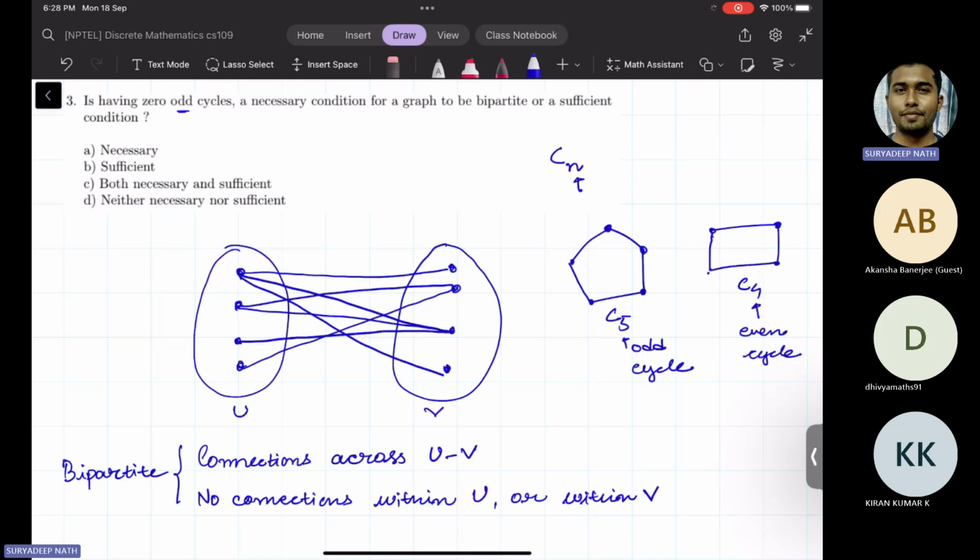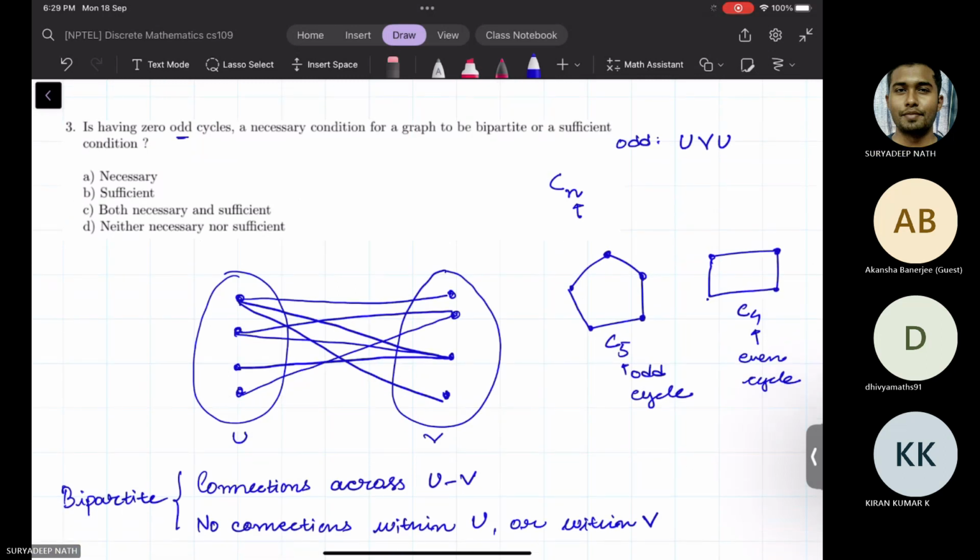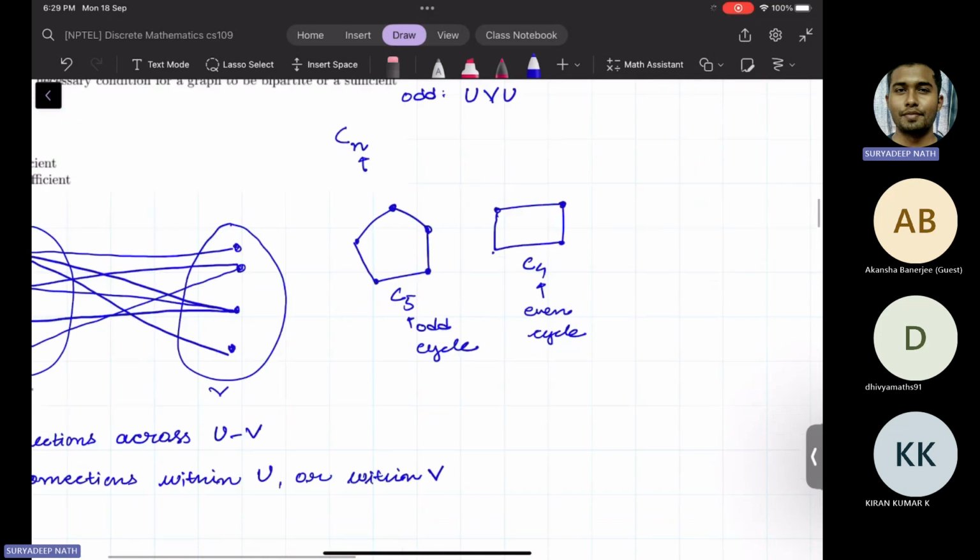So you have two categories of cycles. Now, is it a necessary condition for a graph to be bipartite to have zero odd cycles? So what does this odd cycle refer to? An odd cycle would comprise mapping going from U to V and back to U, and obviously it has to be complete. I'll show you an example. It would be something like this.